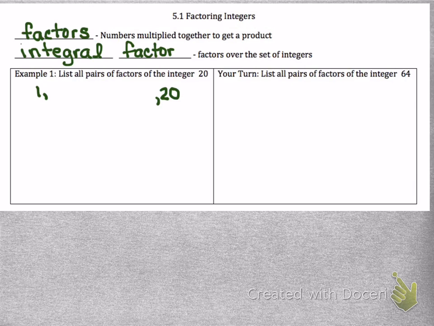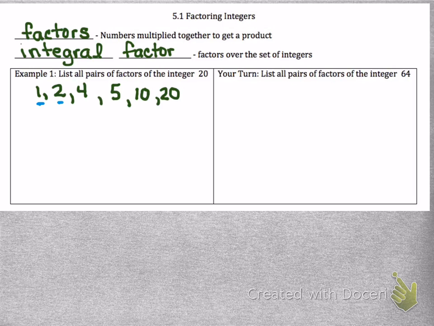But 1 and 20 will give you 20. 2 and 10 will give you 20. So again, just noticing that I'm just going up by one integer each time. And then I would try 3. Now 20 is not divisible by 3, so that doesn't work. And then I would just go to the next integer, which is 4. And 4 of course goes into 20 5 times.